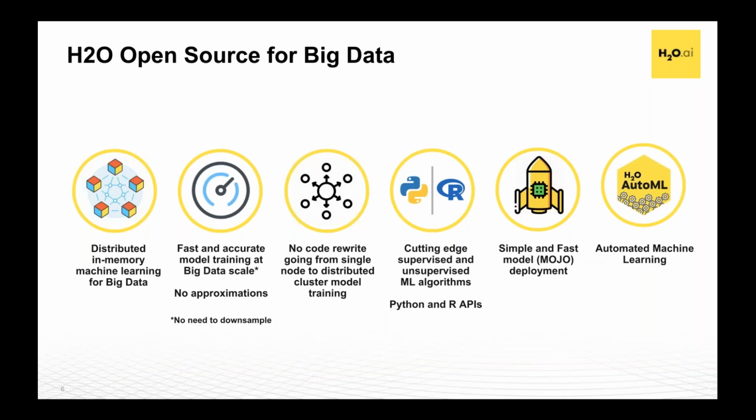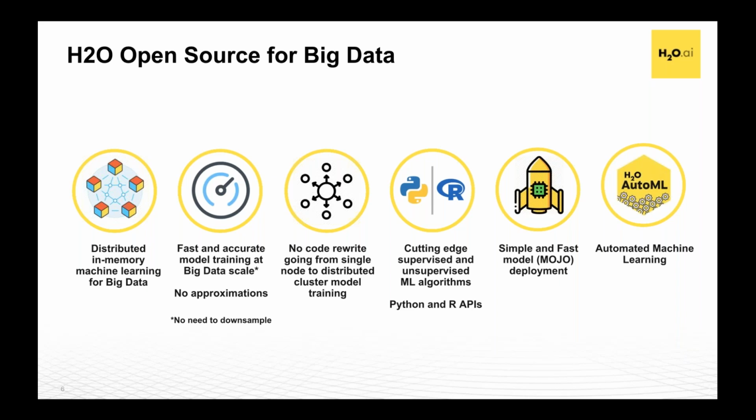So H2O open source is basically used for ML on big data. It's a distributed in-memory machine learning. It's fast and accurate. So if your code is running on a single node machine, the same code can be used to build models on a cluster of machines. So there is no need to write any additional code if you want to train your model on a cluster of a few hundred, a few thousand nodes. The code remains the same.